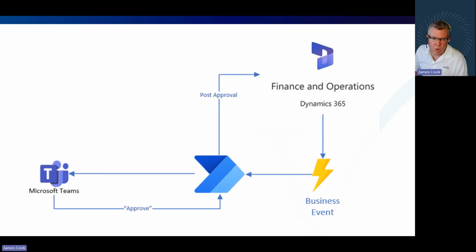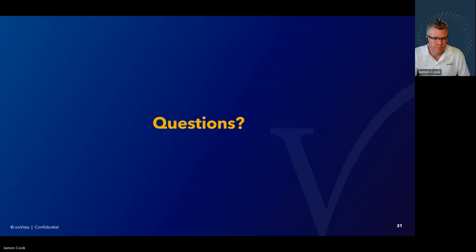So just a quick review of what we were doing: from within finance and operations, we use a business event to reach out to Power Automate, which sends a notification to Teams, and that Teams is defined by the people that are put in that approval role, and they can approve or reject. That information is taken back to Power Automate, which then pushes the approval and completes the workflow in D365 Finance and Operations, and also notifies the submitting user of what has happened.